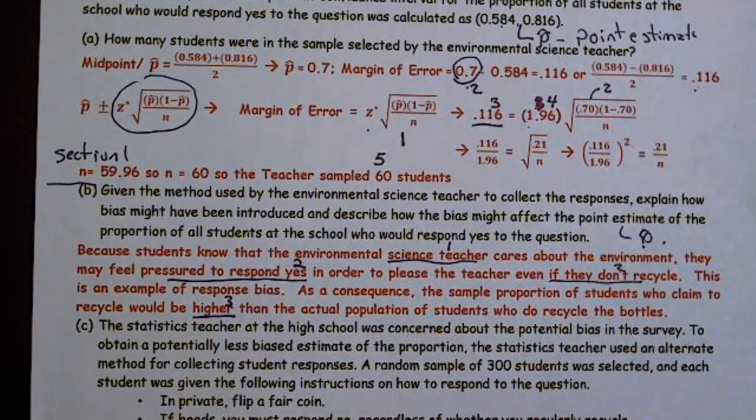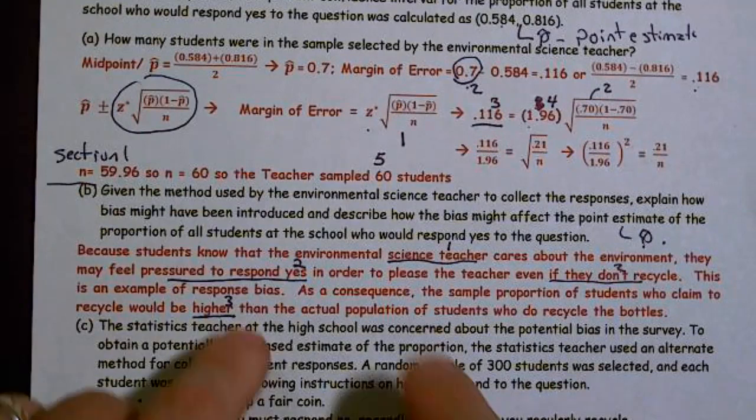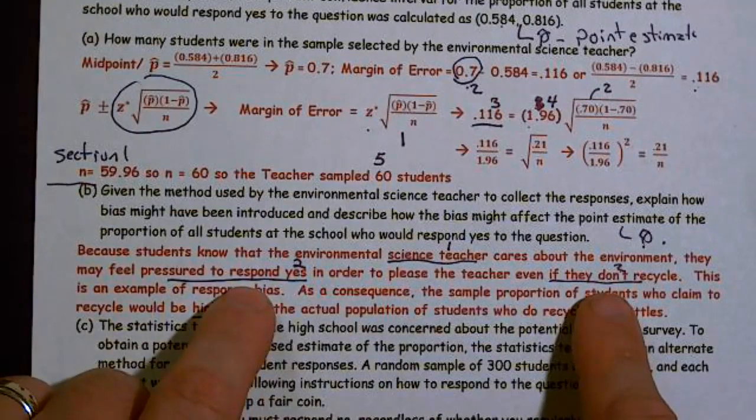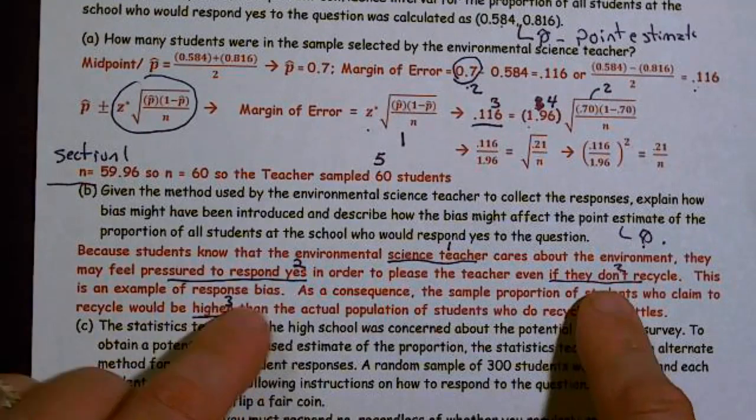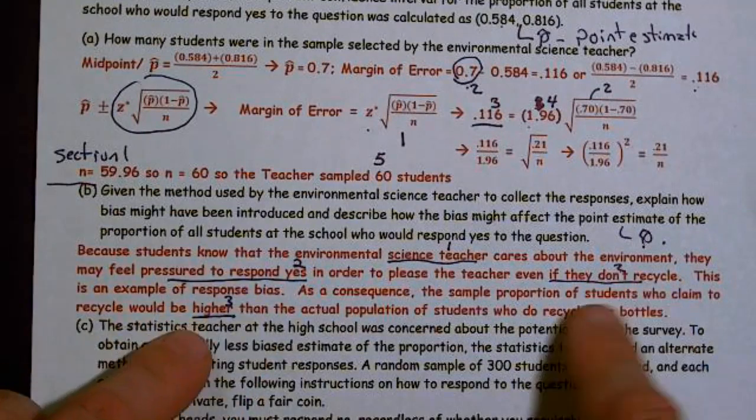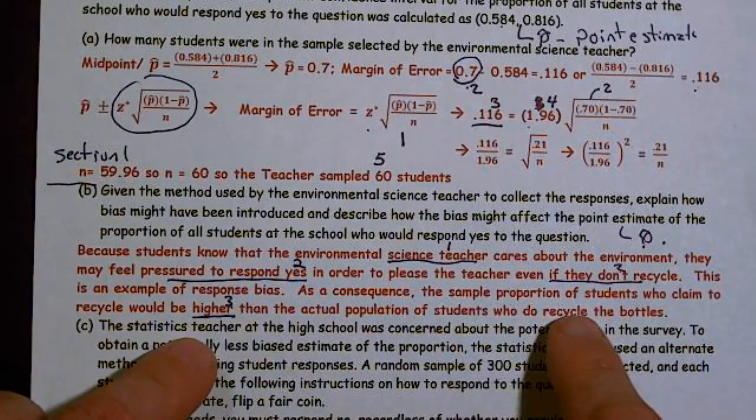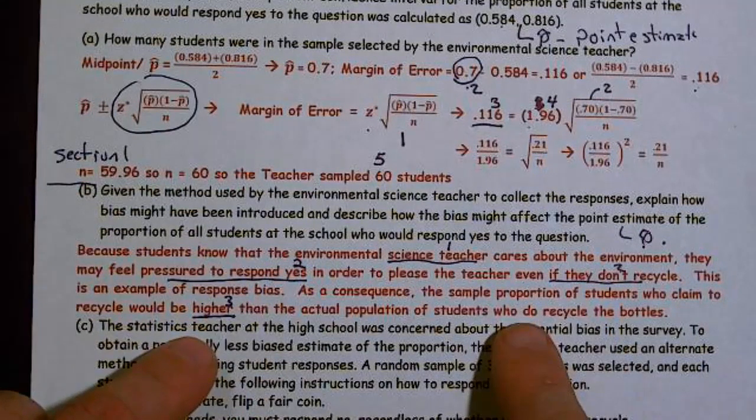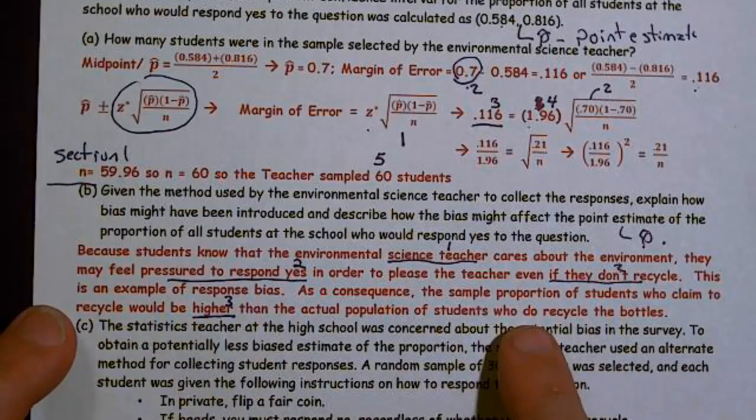Because students know that the environmental science teacher cares about the environment, they may feel pressured to respond yes, all right, in order to please the teacher, even if they don't recycle. In other words, they're saying the opposite of what they do, which means they're lying. This is an example of response bias. A consequence is that the sample proportion of students who claim to recycle would be higher than the actual population of students who actually do recycle.